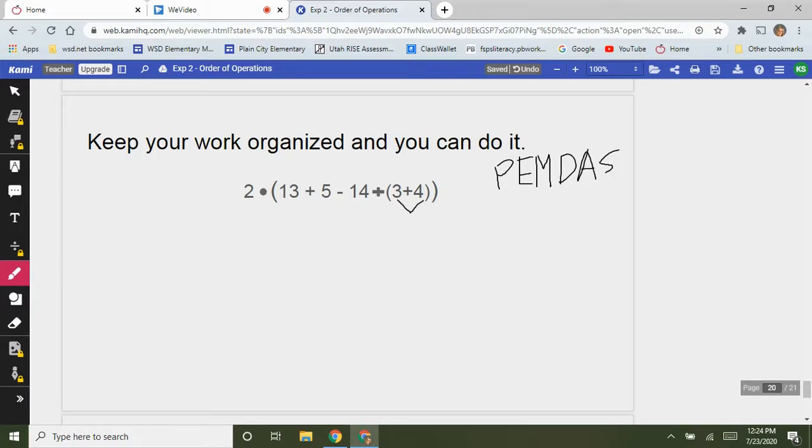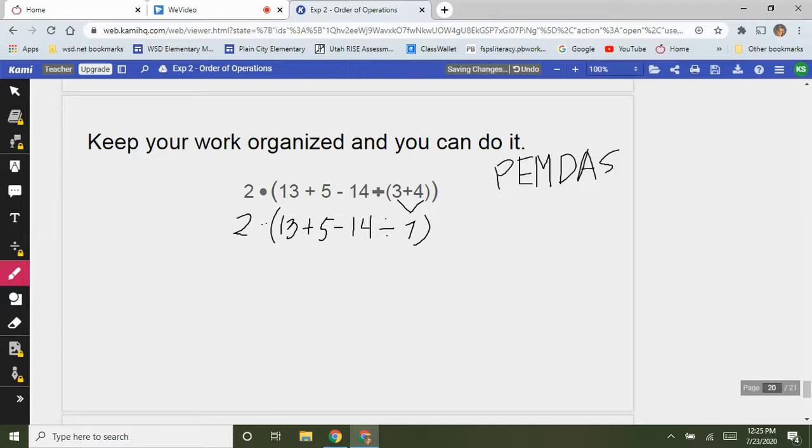So 3 plus 4 is 7. Now I'm going to get rid of those parentheses because there's nothing else to do. I've cleaned it all up. And now I'm just going to simply bring down what I haven't used. I have a division. I have 14. I didn't use that subtraction or the 5, the addition, 13. Now I'm keeping those parentheses because I have not done everything inside of them. And then there's the 2 and my multiply.